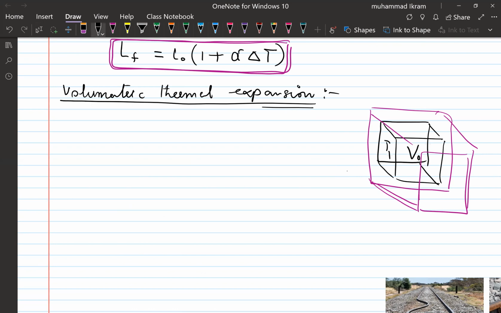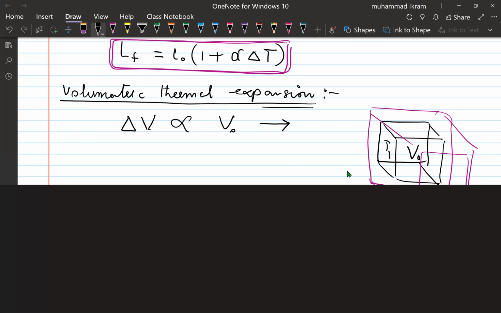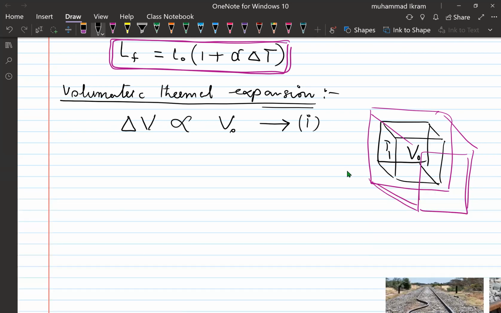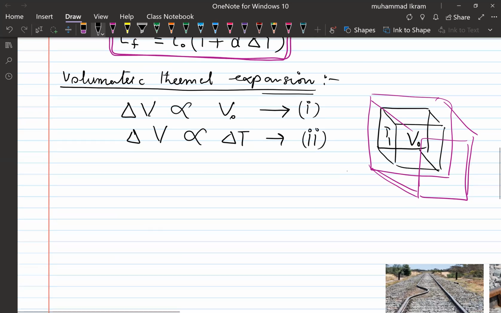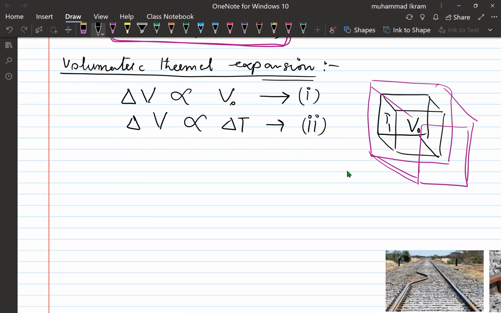For example, experiment shows us that the change in volume is directly proportional to the original volume of an object, exactly in the same manner as the change in length was proportional to the original length in the linear thermal expansion. And second, this change in volume is directly proportional to the change in temperature also, delta T. This is second. It is exactly the same. And again here, the third factor is that it depends on the nature of the substance also.